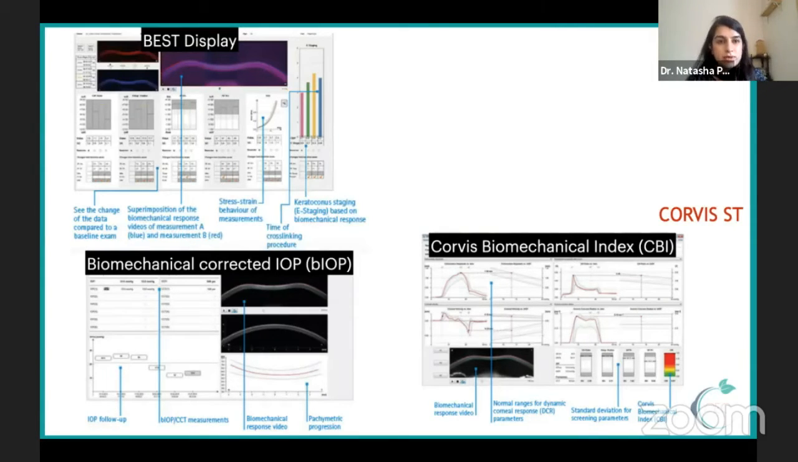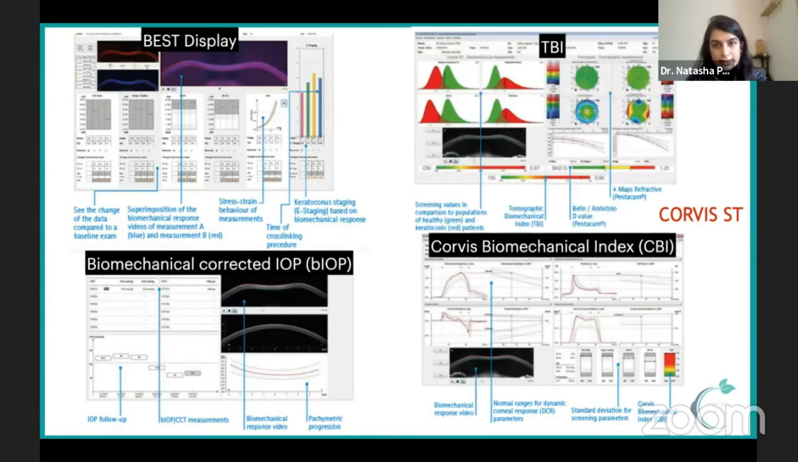Another feature of this is what is called the best display. What it essentially does is help with the speed of the camera. It helps us decide the progression of the disease, which we'll discuss a little bit later. And the most advanced function of this is what is called TBI. Now it catches the structure and function together and gives us a total biomechanics index, which is from the Pentacam and the Corvus together.